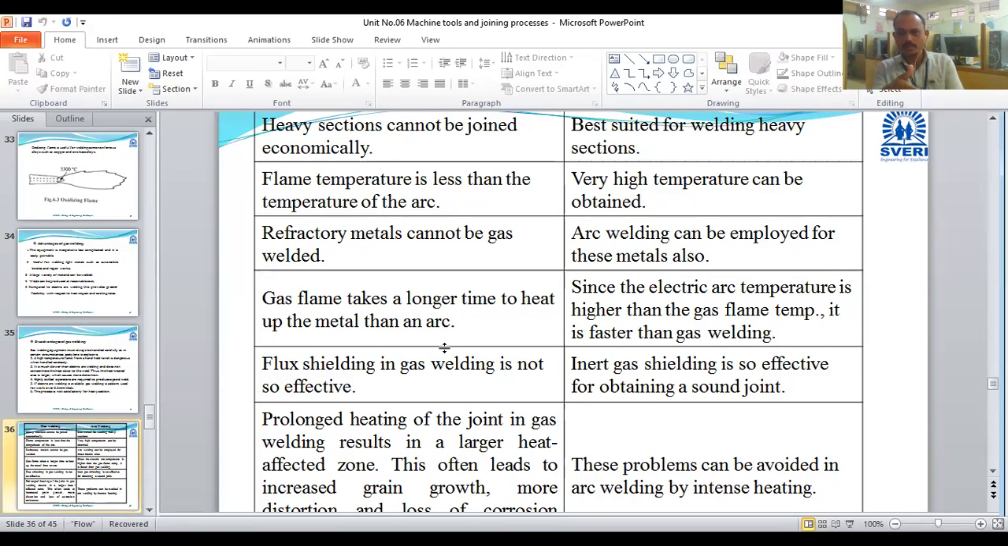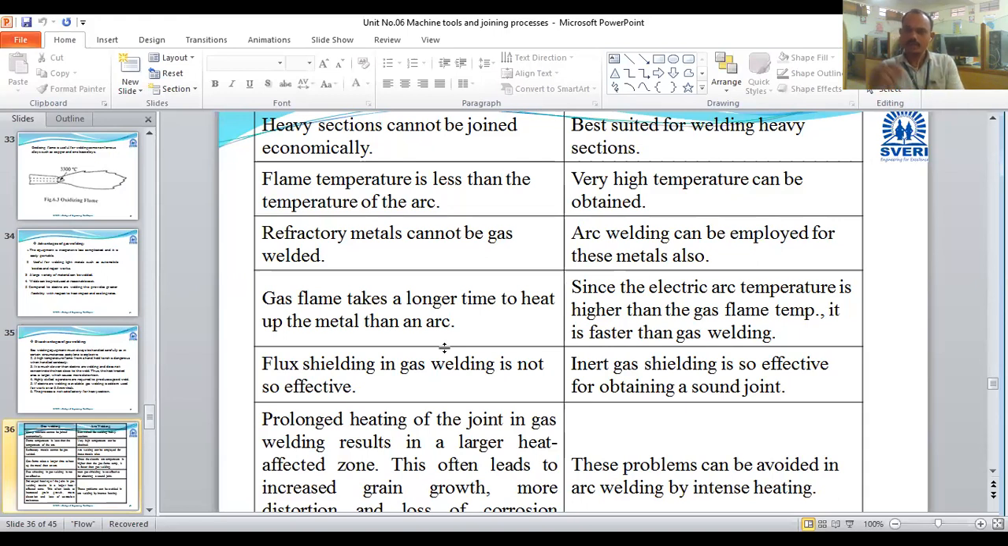If you keep more gap than this, near about 3 millimeter, then it will not work, it will not melt the metal. Okay, so flux shielding in gas welding is not so effective. Flux shielding means whatever coating is there in arc welding.